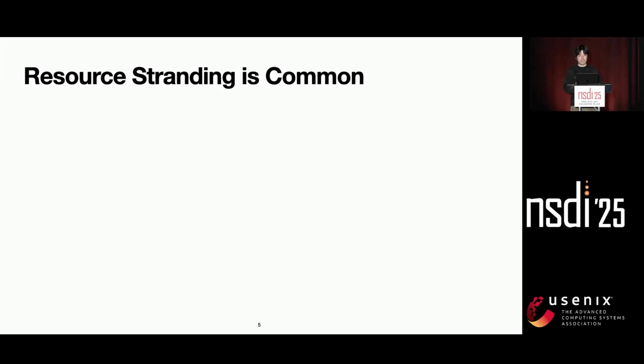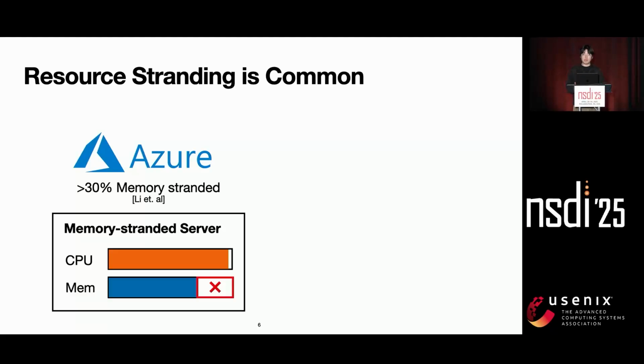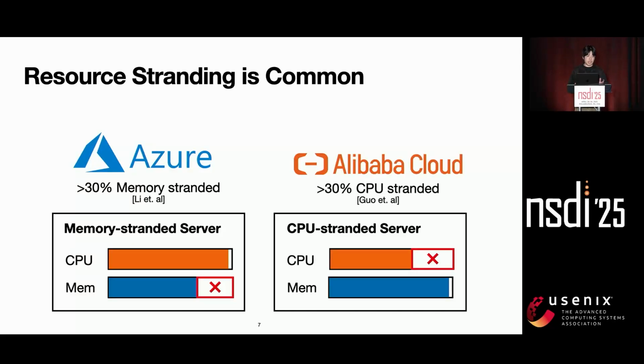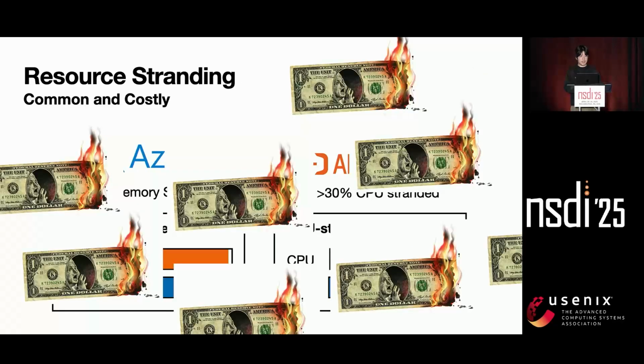Resource stranding is a common challenge faced by data center operators. For example, Azure reports that more than 30% of memory can be stranded if CPUs are fully utilized, and Alibaba Cloud says more than 30% of their CPUs are stranded. Throughout the talk, I'll use the red boxes and red X's to indicate where stranding happens. Stranding is a costly concern for cloud operators because they have already paid for the hardware resources, but cannot monetize them due to stranding, leaving money on the table.